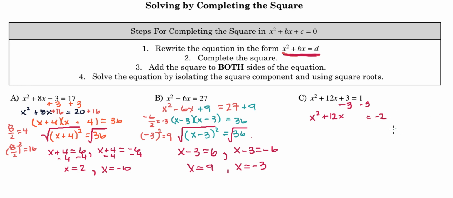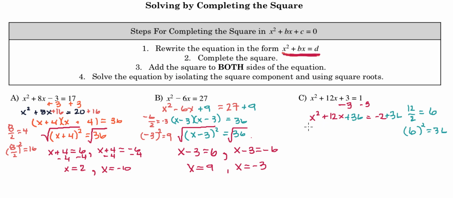Now we need to complete the square. Completing the square means we're going to take the b and cut it in half. So we take the 12 and cut it in half, that gives us 6. We now want to take that 6 and multiply it by itself. We want to square it, and that's 36. This is how much we need to add to both sides of the equation. So we're going to add 36 onto the left side, completing the square, and we're going to add 36 onto the right side. Add the square to both sides of the equation.